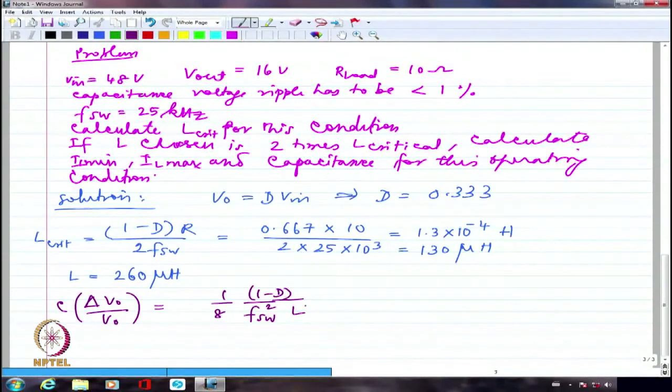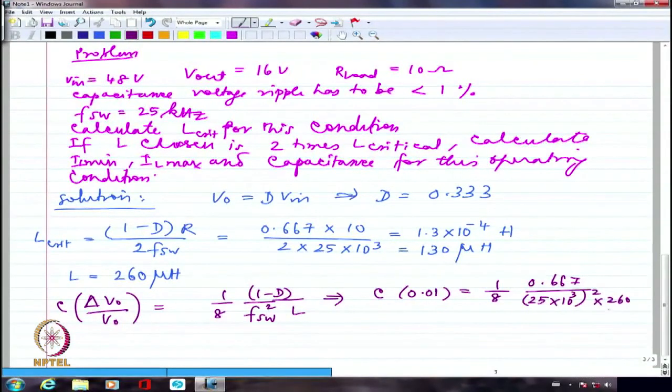So, delta V naught by V naught is given to be 1%. So, I should say C multiplied by 0.01 equal to 1 by 8, 0.667 divided by (25 into 10 power 3) whole square and L, which is 260 into 10 power minus 6. So this is 625 multiplied by 260 multiplied by 8. 0.667 divided by that. How much is it? 5.128 into 10 power minus 5, which is 51.28 microfarad.